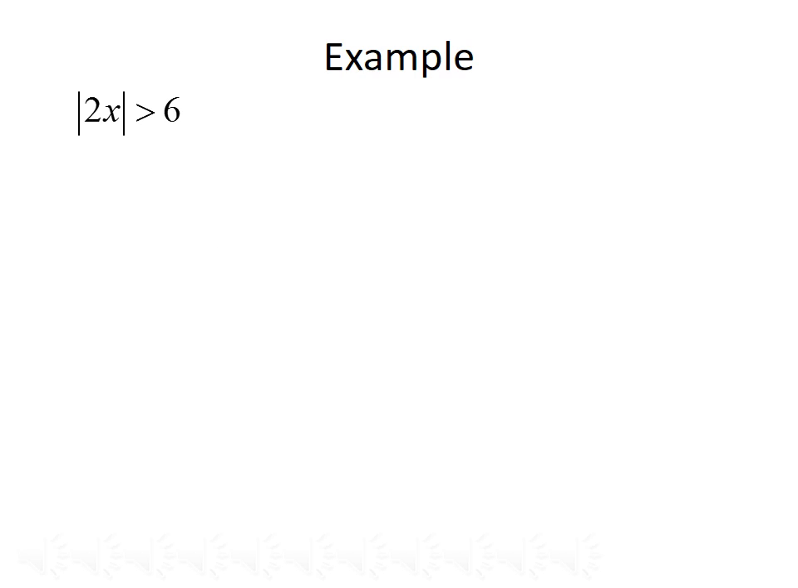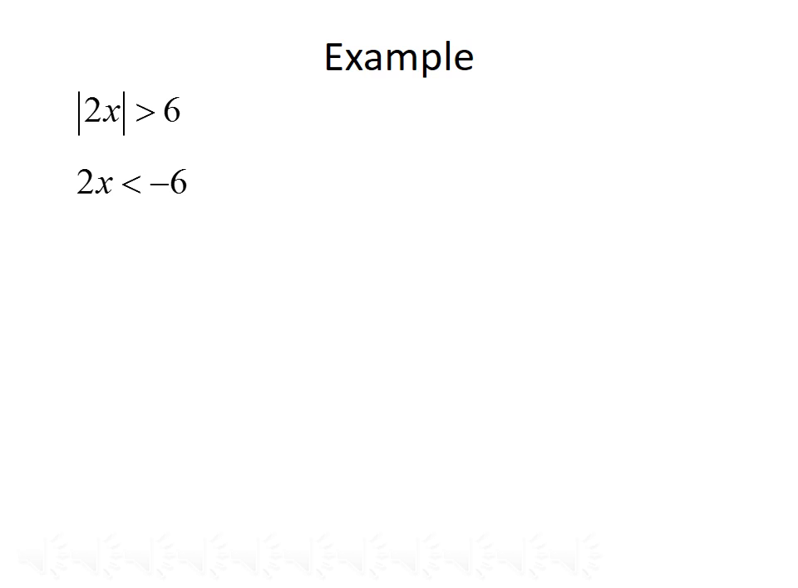Similarly, the absolute value of u is greater than or equal to a implies that u is less than or equal to negative a, or u is greater than or equal to a. So let's do an example. We have the absolute value of 2x is greater than 6. So we can split this into two problems.